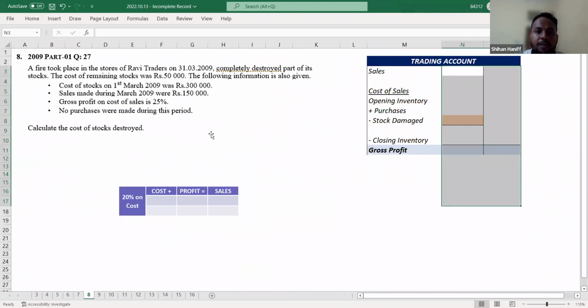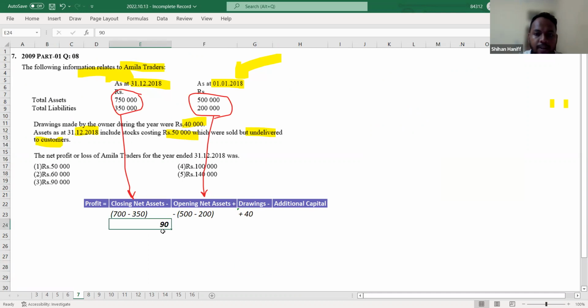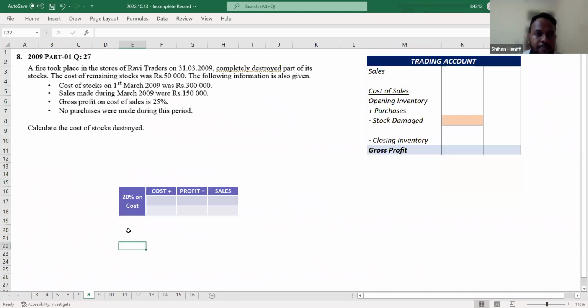Okay. Another question similar to identifying the closing inventory. Cost of stock destroyed. Previous one answer is 90,000. Okay. Question number 7, the answer is 90,000. Question number 8. So let's do this question. I'll give 3 minutes for you all to do this.